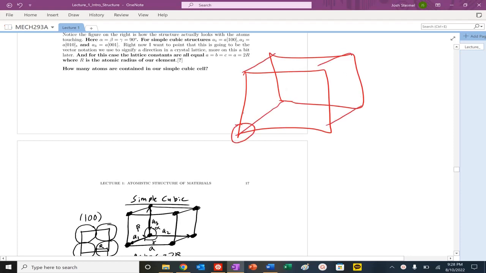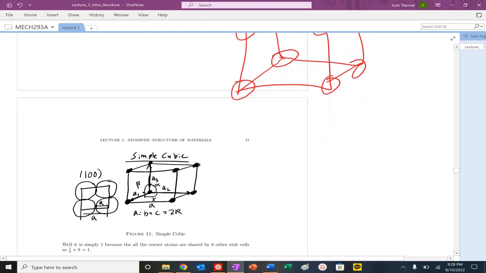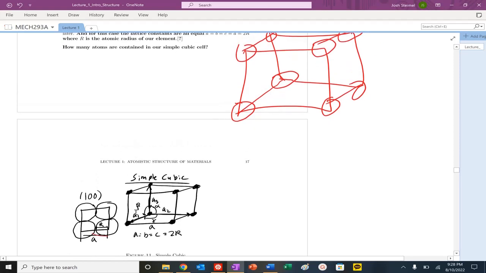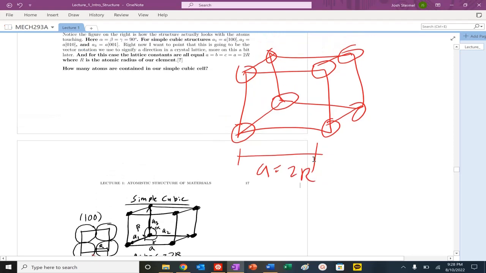So for simple cubic, we have atoms at the corners. We usually draw the structure like this, but in reality, the atoms are touching here. So the atoms here are overlapping and touching. Thus, we can describe this lattice constant, this lattice parameter a, as equal to 2 times the radius of our particles. And again, we're assuming a pure material, so we're going to assume they all have the same radii, so spheres of equal radii.